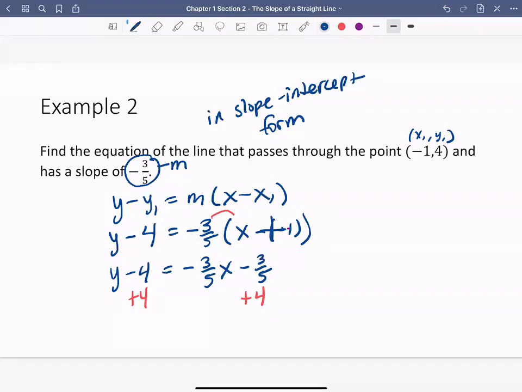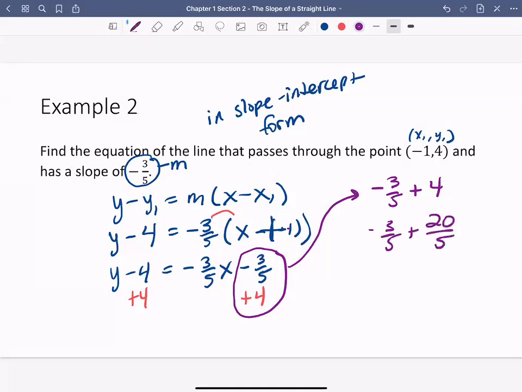So anytime you see standard form, I want you to think slope-intercept form. So now that I'm adding the 4 to both sides, I have some scratch work here. I have a fraction, which is -3/5 plus 4. Now, what do I do with this? Well, I have to have common denominators. So in order to get common denominators, I need my 4 to have a denominator. And so I'm going to make 4 become 20 over 5. Now, why did I make 20 over 5? Because 20 over 5 simplifies to 4.